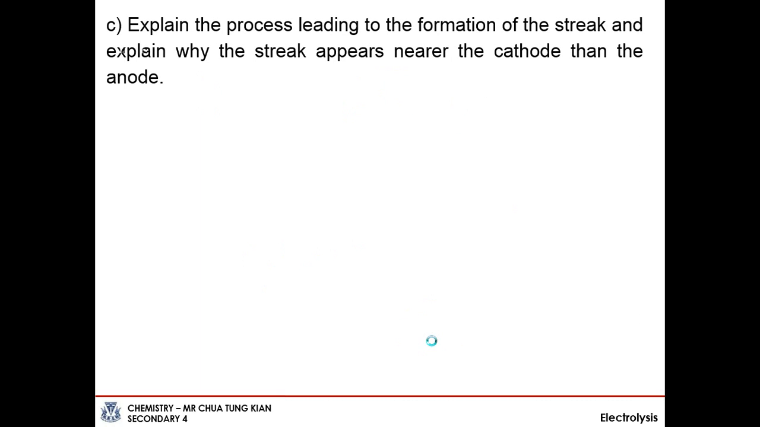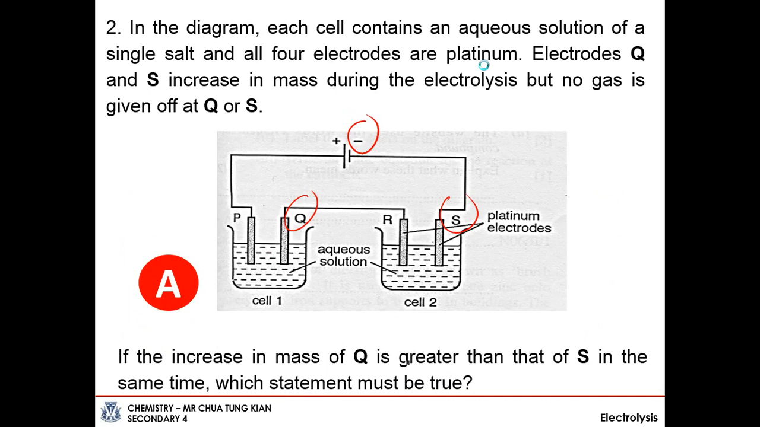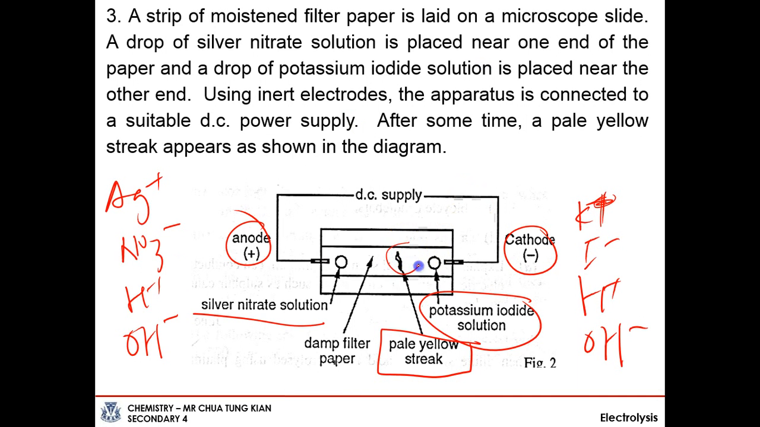So, how do you explain the process leading to the formation of the streak, and why does it appear nearer the cathode than the anode? If you see, it is nearer the cathode than the anode. It is over here, it is not in the middle. So why is that so?